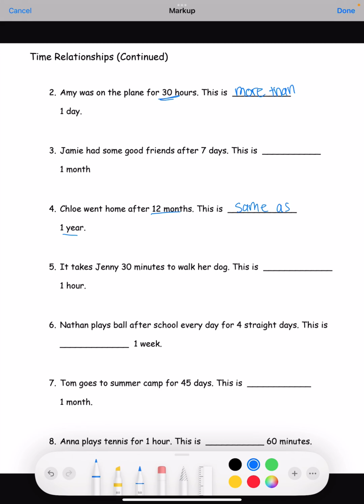Let's try number 6. Nathan plays ball after school every day for 4 straight days. This is blank than 1 week. How many days are in 1 week? There are 7 days, and this was only 4 days, so this is less than 1 week.